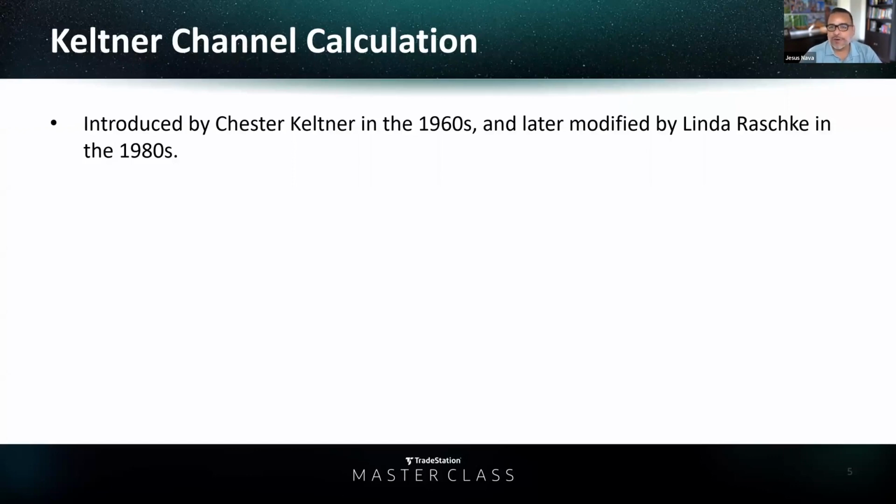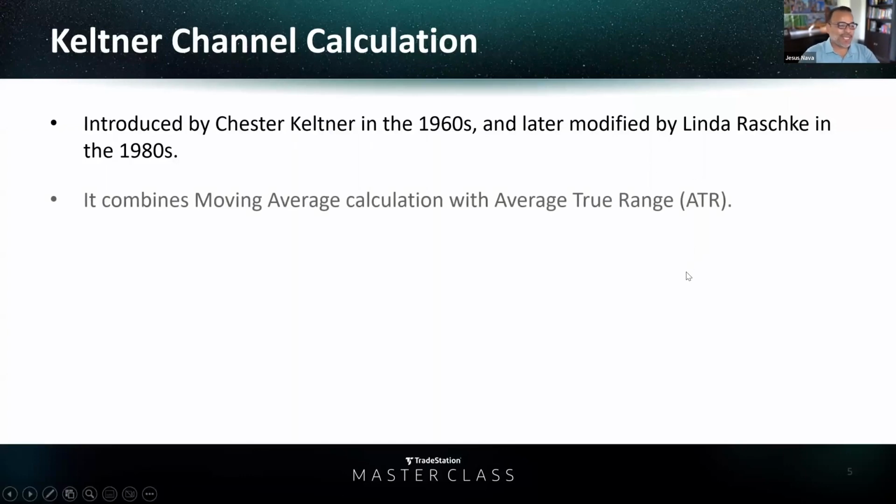The indicator was later modified by another professional trader, Linda Raschke, in the 1980s, and she introduced variations to the same concept. The original idea, of course, is Keltner's, and Keltner, back in the day, did not call his indicator the Keltner channel, but it is known as the Keltner channel because he was the one who created it. Let's talk about how it's calculated. It combines the moving average calculation, which is an average true range.